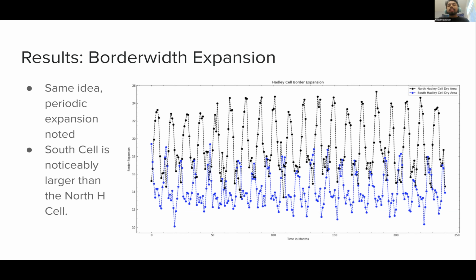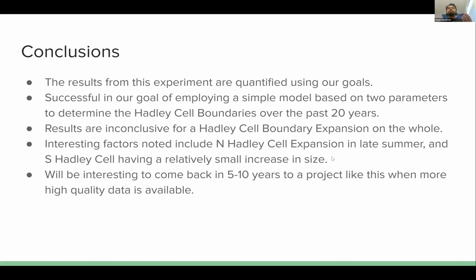Okay. So that's kind of where I was at with my results. The conclusions that I want to draw from this are that the results I'm going after are quantified using those goals that I mentioned earlier. I would say that we were successful in our goal of employing a simple model based on two parameters to determine the Hadley cell boundaries over the past 20 years.